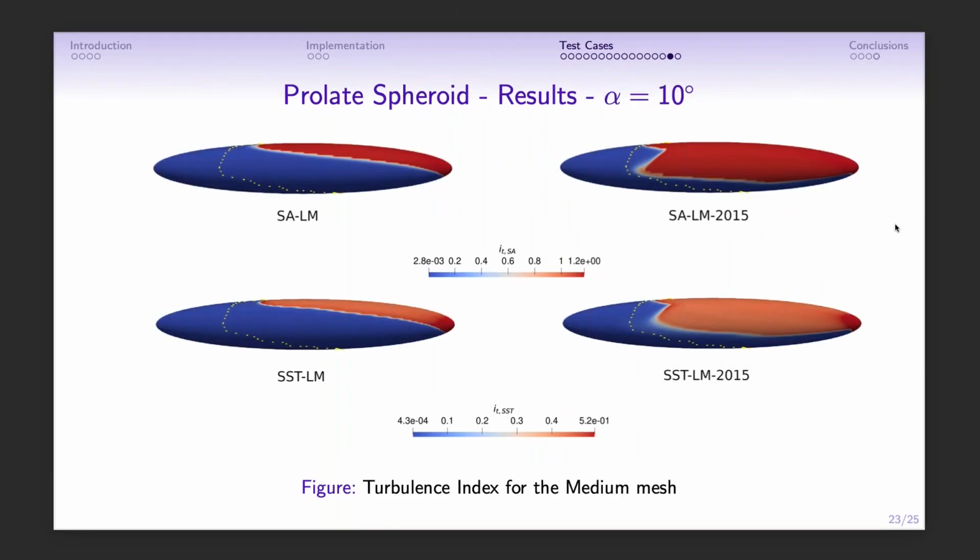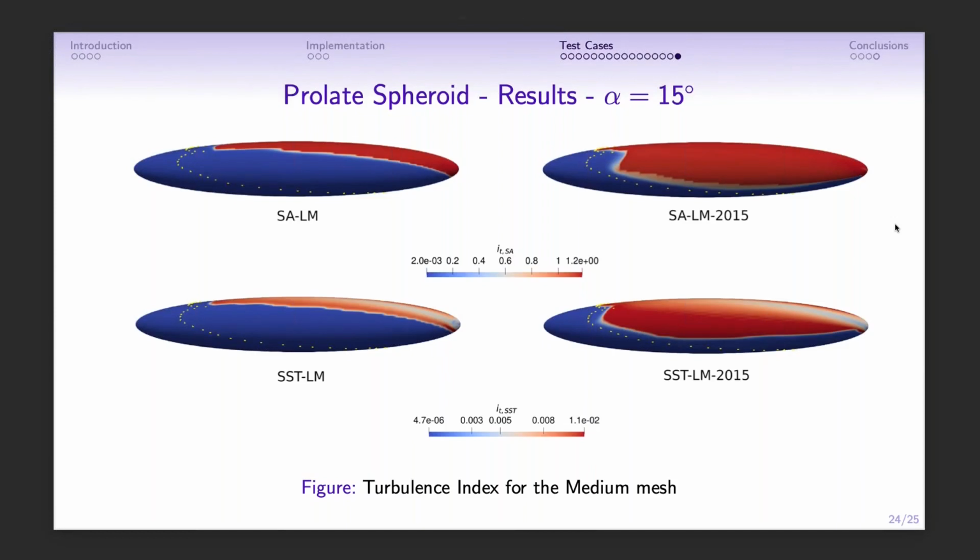So here are the results against experimental results. The yellow dots are the transition lines found experimentally, whereas the surfaces are colored by the turbulence index. On the left, we can see the non-augmented version, whereas on the right, we can see the augmented version with the cross-flow instabilities corrections. And we can see that at 10 degrees angle of attack, the prediction is really better with the augmented version with respect to the non-augmented one.